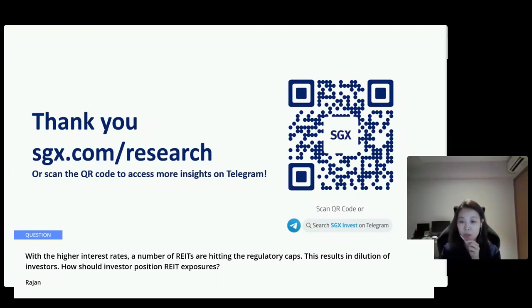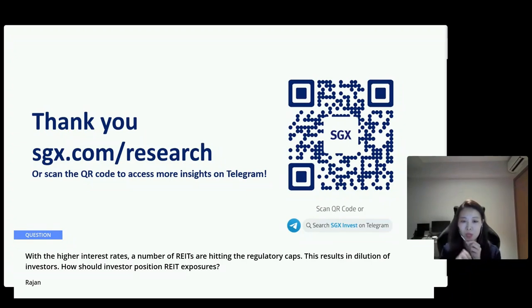Number one, we have seen performance for hospitality REITs still pretty strong this year. If you look at the hotel REITs that we have, that is because of the reopening. Second, Keppel DC data center has also been a key performing asset this year. But instead of just looking at this, it's also important to look at the management of the REIT.